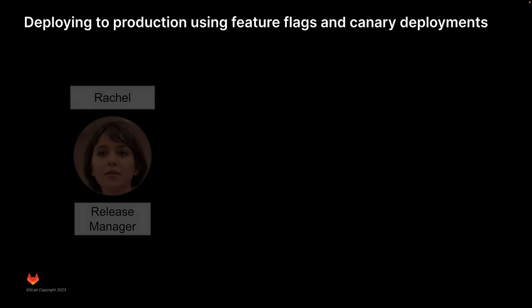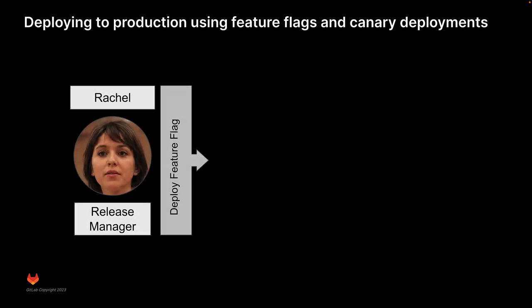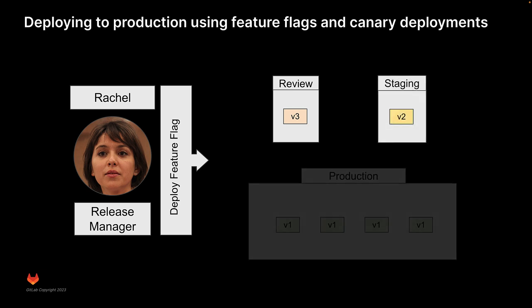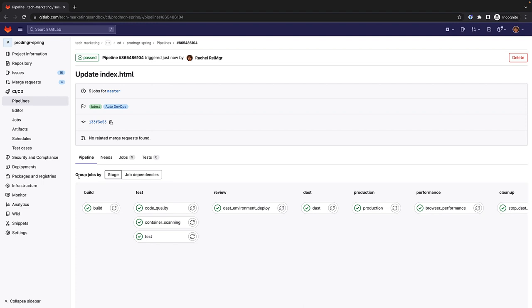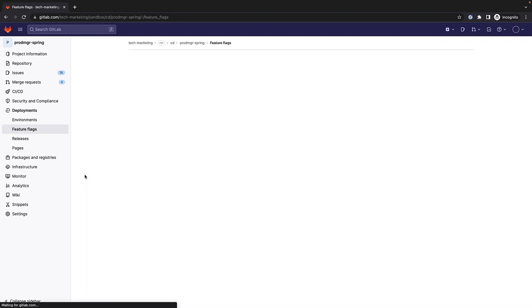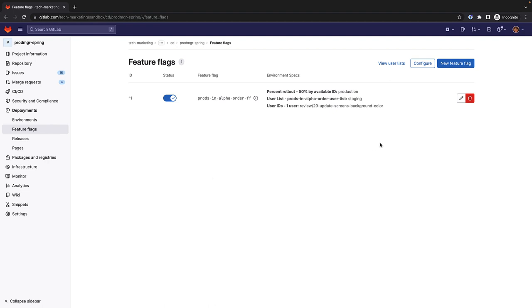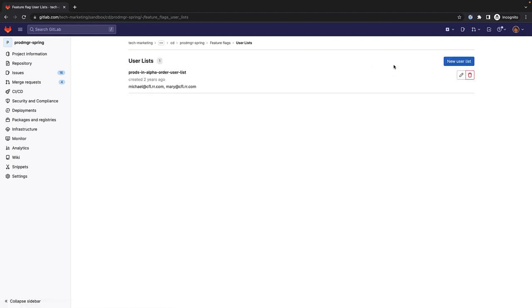Rachel would like to exercise the feature flag, which segments the audience of who are going to see a new feature in a controlled manner in a specific environment. She opens up the feature flag window and checks the feature flag Products in Alphabetical Order feature flag, which has three strategies and a user list called Products in Alphabetical Order user list with two users in it, Michael at cfl.rr.com and Mary at cfl.rr.com.